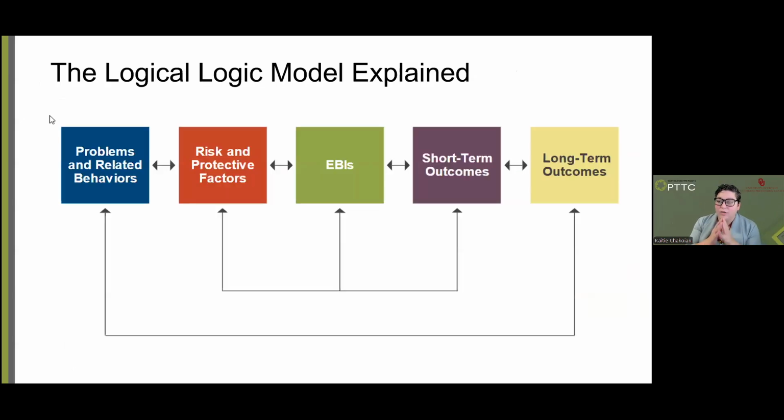So now we've used data to identify our problem. We've used data to identify our risk and protective factors. We're going to zoom out and look at where we're going, this full logic model. So using data to determine the most appropriate problems and risk and protective factors allows us to select an evidence-based intervention that is relevant.